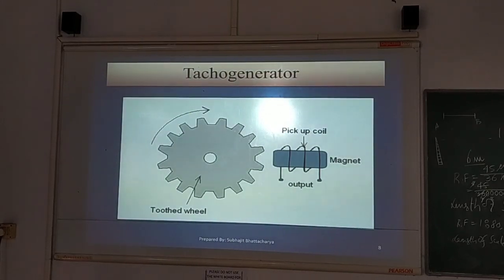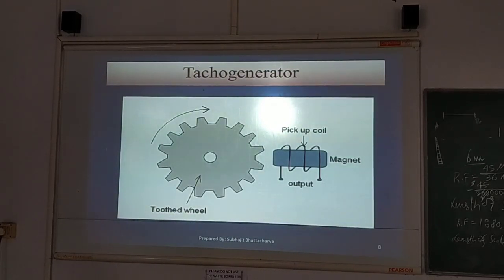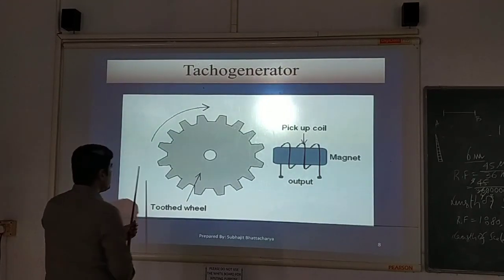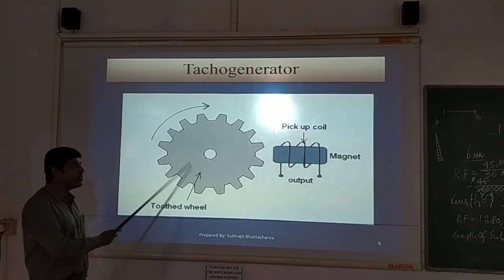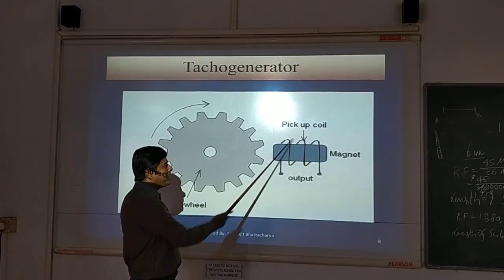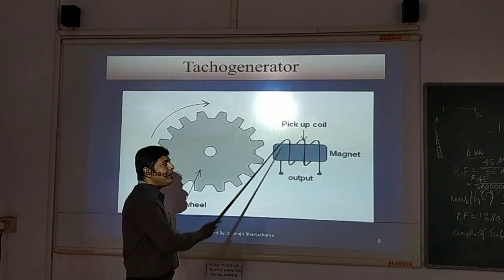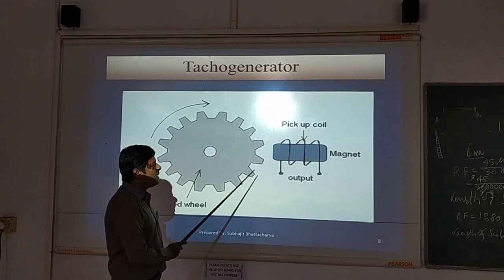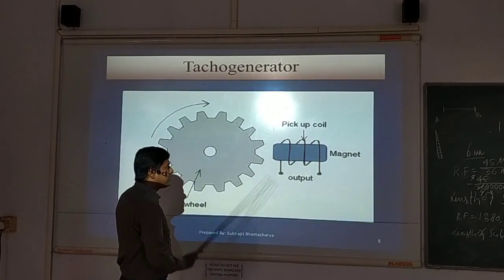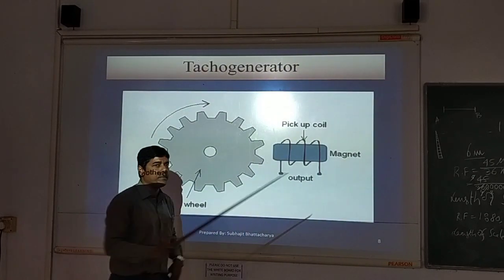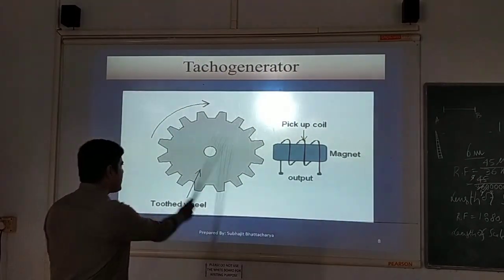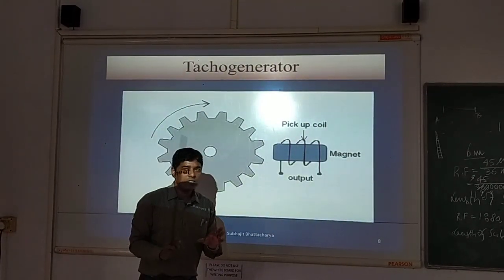One is the tacho generator for velocity measurement. Say what is happening here is that there is a toothed wheel, and it is made up of a ferromagnetic material. Okay, and there is a pickup coil or a winding, and there is a magnet, and due to this magnet, this coil is subjected to some magnetic flux. But whenever nothing is happening, the magnetic flux is constant, nothing will happen.